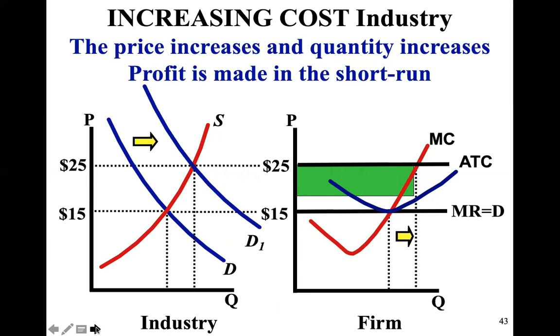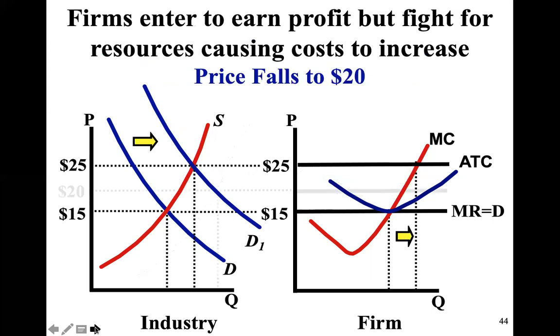To return to long run, because we are earning a profit, other firms are going to enter the industry. When other firms enter the industry, they're going to bid up the price of raw materials for us. So our lumber is going to get more expensive. Our capital that we're borrowing from banks is going to get more expensive. Our workers are going to get more expensive because now we have more firms competing for these resources that we're hiring.